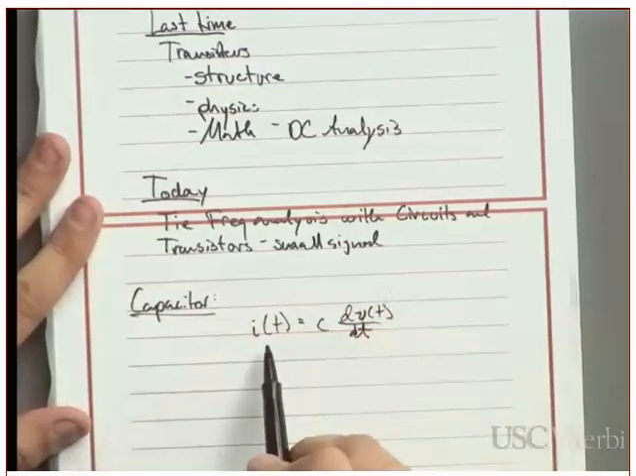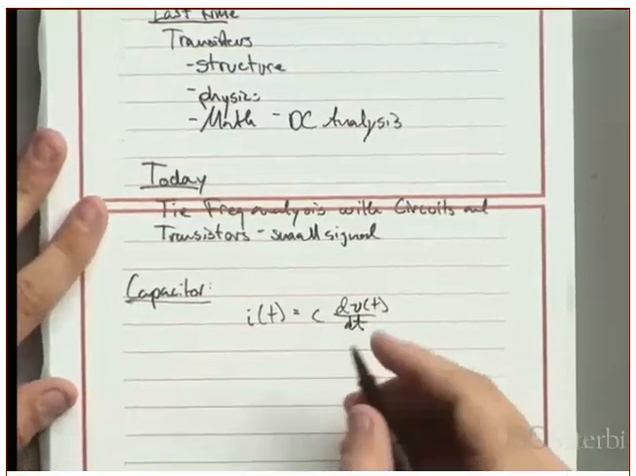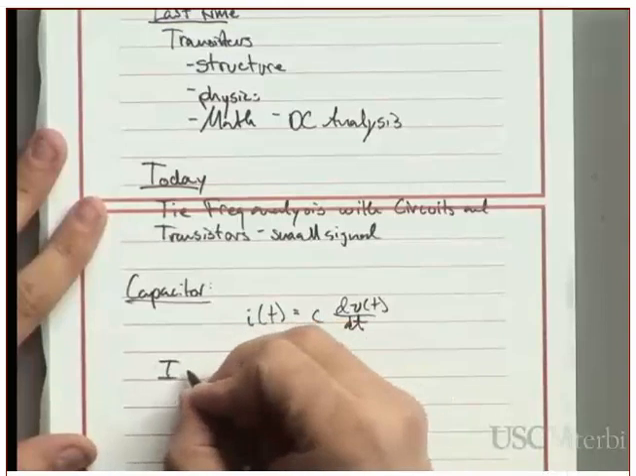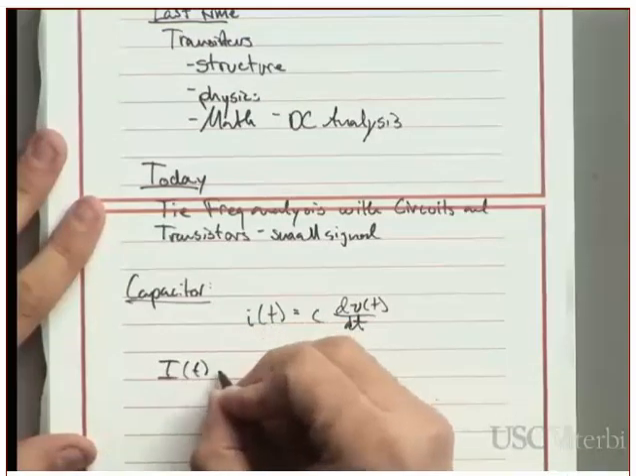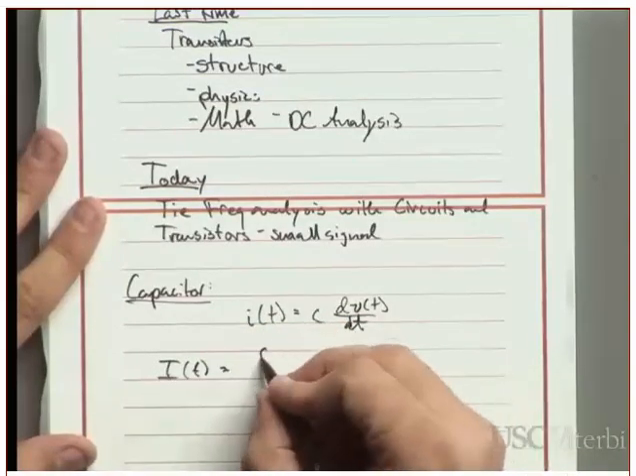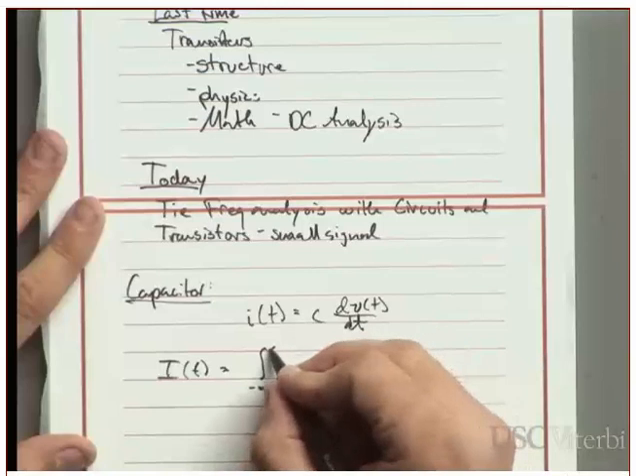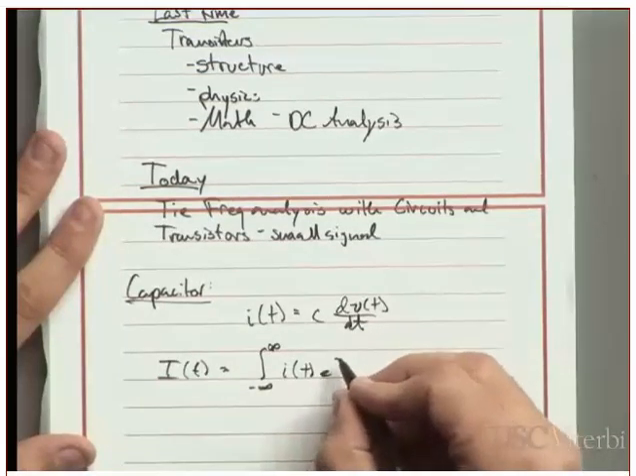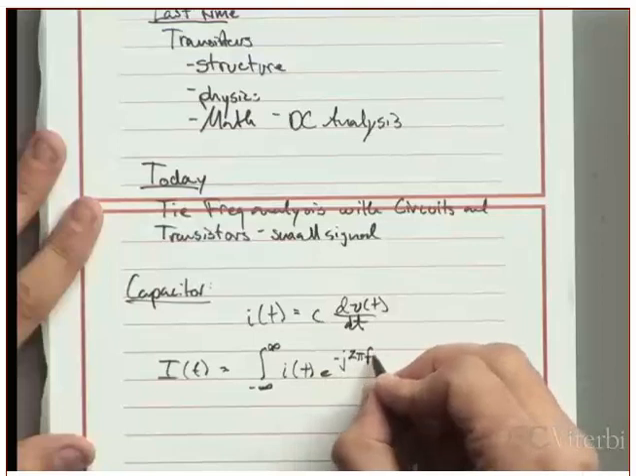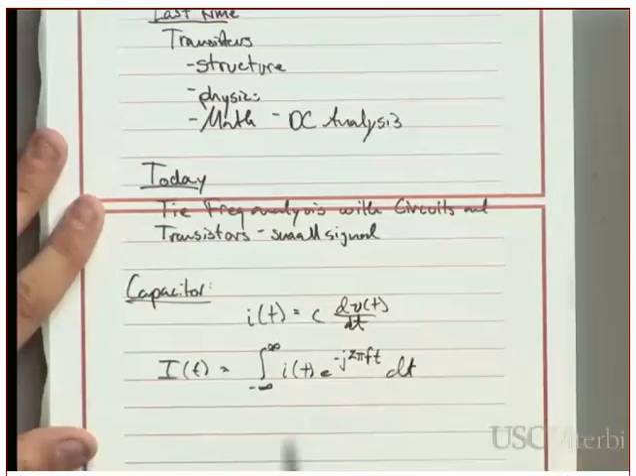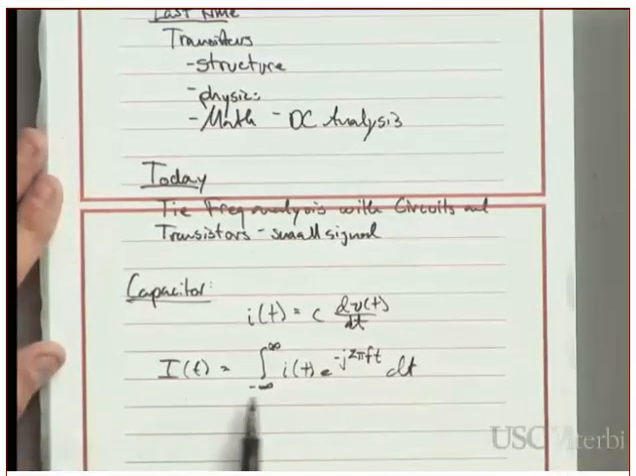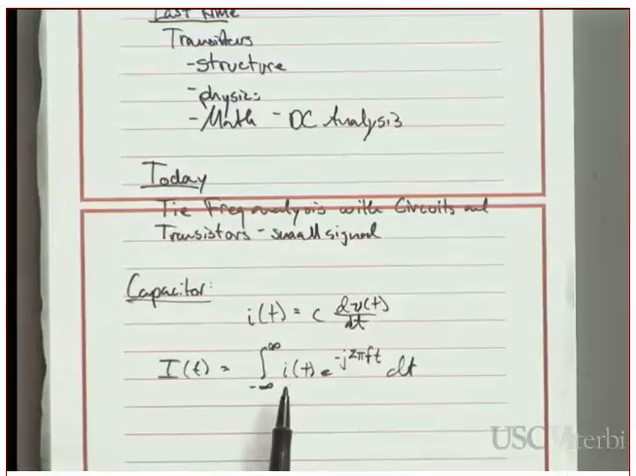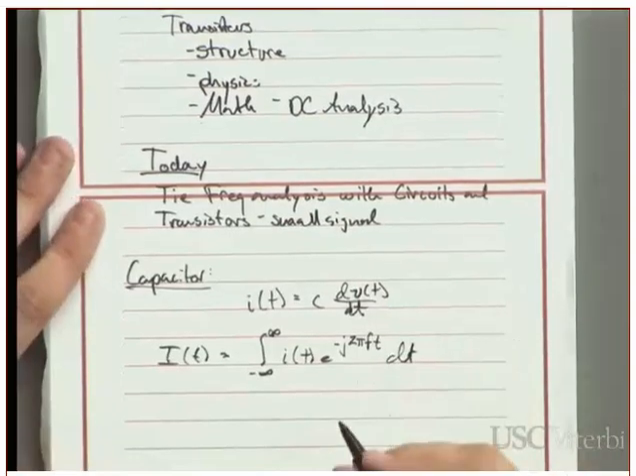So I'm just going to take the Fourier transform of both sides. So my current in the frequency domain is just the integral from minus infinity to infinity of I of t e to the minus j 2 pi f t dt. That's pretty straightforward. You have to know the form, obviously, of I of t, but you can write it just like this and be done with it. So that's the left-hand side.